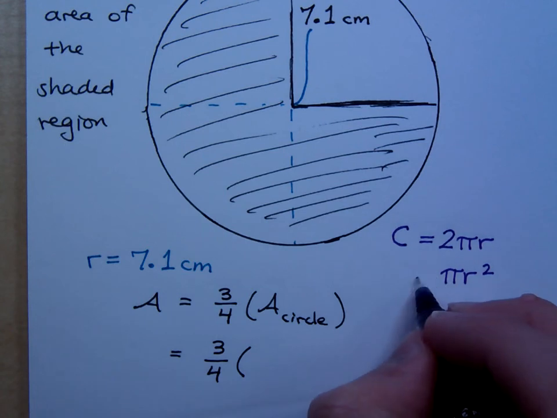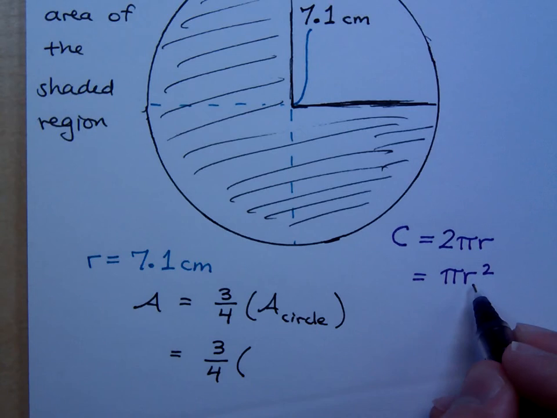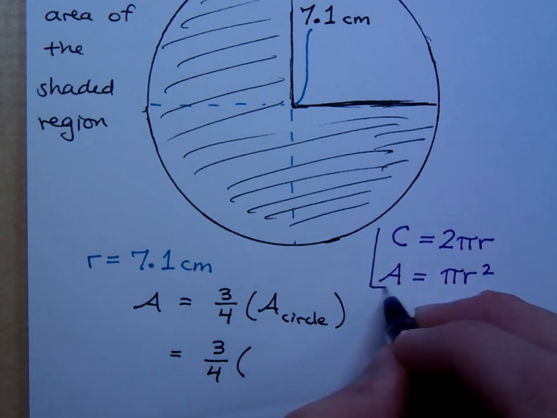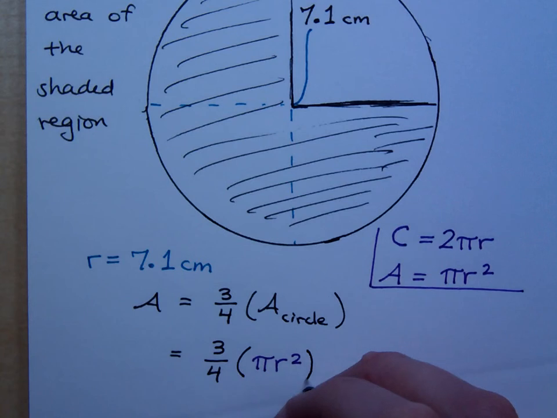circumference. When you have pi r squared, pi is just a number. R has units with it, so you'd have square units. Square units means that we are measuring what? Area. Square units means that we are measuring area. So the area for my circle is pi r squared, and I'm only doing 3/4 of that. Do you all agree?